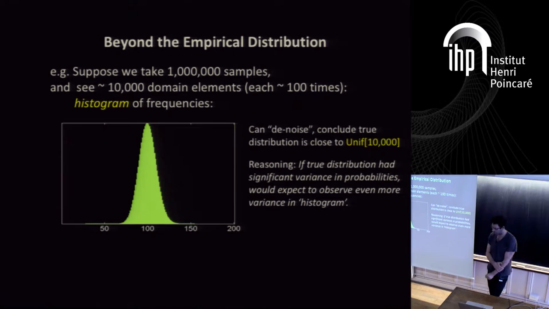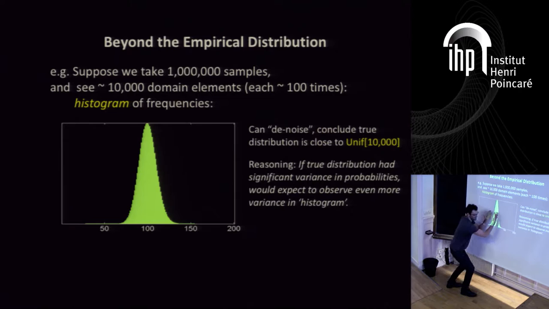Yeah, so I claim that the only distribution where this plot has such a small variance is the uniform distribution. And that if there's any variance in the true probabilities, that's effectively added to the variance of sampling and you get something even wider.